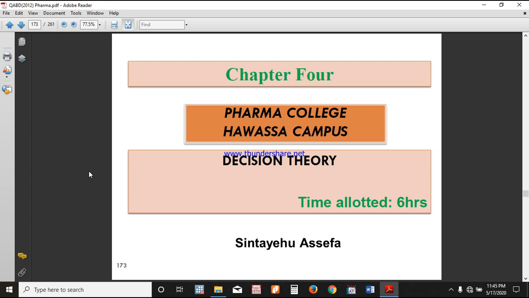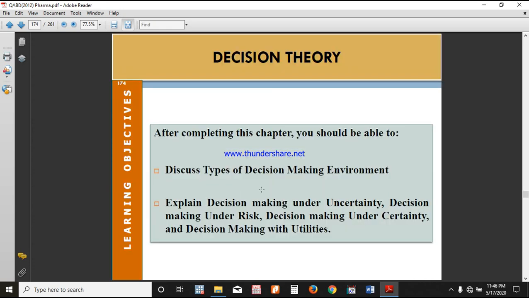In the previous session, we discussed Chapter 3, Transportation and Assignment Model. Now we are going to start Chapter 4, that is decision theory. After completing this chapter, we are going to discuss the different decision-making environments, and you should be able to explain decision-making under uncertainty with different risks and probabilities with utilities.